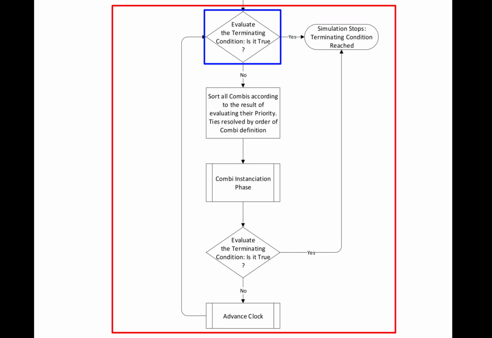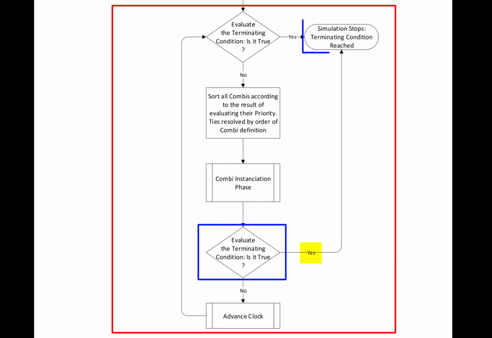If the terminating condition is not true, then Stroboscope sorts all the combis according to the result of evaluating their priority. If there are any ties, then combis are sorted by the order in which they were defined. Then comes the Combi instantiation phase that will be described later. After the Combi instantiation phase, Stroboscope evaluates the terminating condition again. If it is true, the simulation will stop.